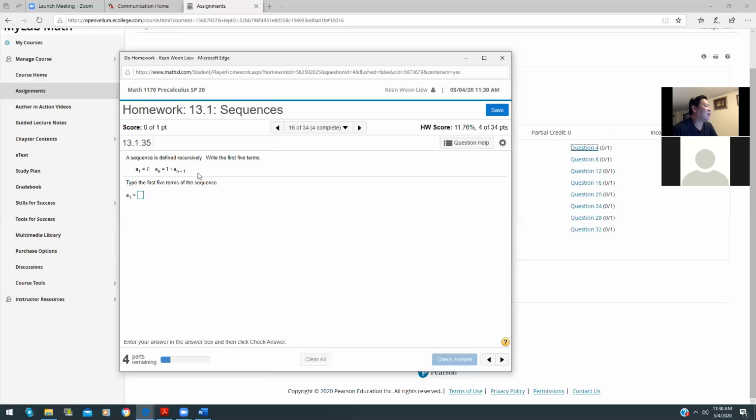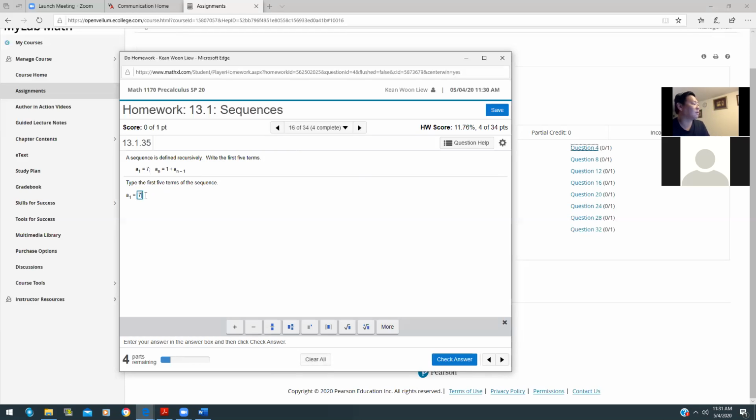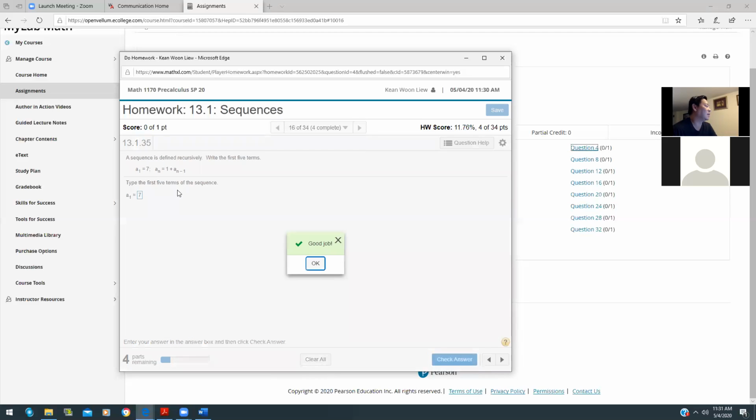So this is called a recursive pattern. Recursive pattern means you use your previous term. So like here, the first one is 7. So if you want to find the second one, that means you put n as 2 here. So when n is 2, you get A2 or A1. So A1 is 7. So this one is given to us already. So we know it's there.